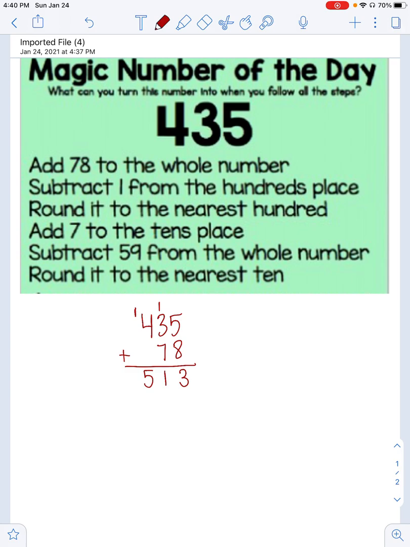Then I do the next step. It says subtract 1 from the hundreds place. I'm going to write my new number over here, just so I don't get confused going down a long line. So it said to subtract 1 from the hundreds place. My hundreds place is my 5, so I need to put the 1 under the 5. Putting a 1 in the hundreds place is the same thing as saying 100, right? So I can just put those zeros there.